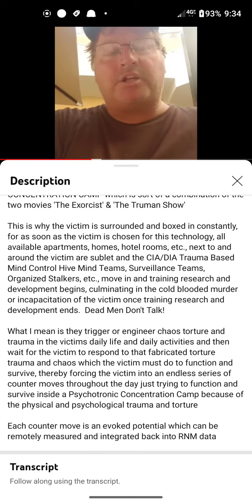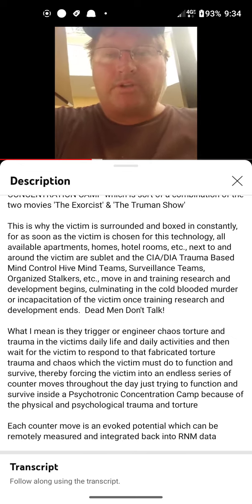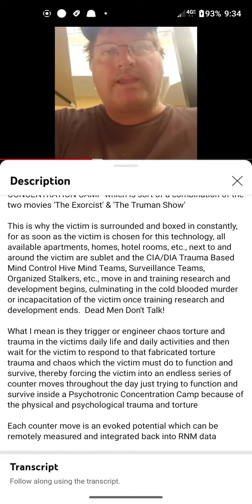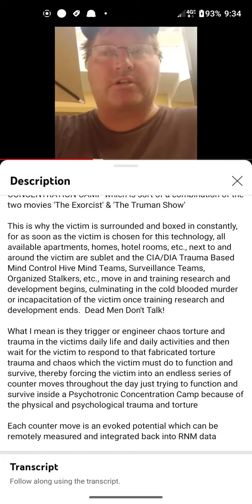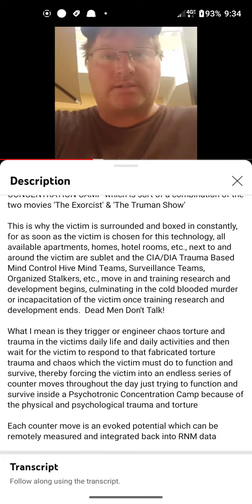It's a combination of those two movies that may help the victim in the theater of your mind begin to understand what's happening and how it works. It's a combination of The Truman Show and The Exorcist. That's trauma-based mind control. They have married neuroscience to the occult. They have weaponized neuroscience. Okay?